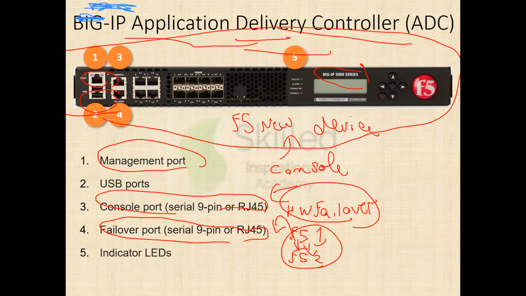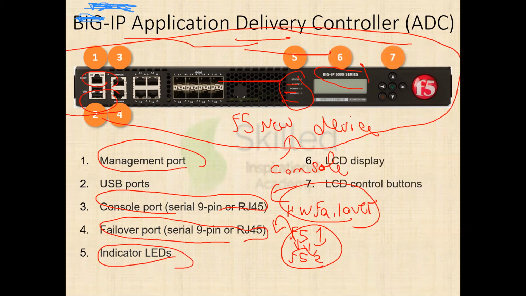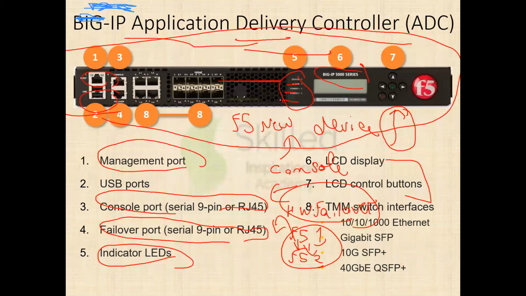After that, we have some LEDs, like the status, alarm, and power indicators, which will give you an idea if F5 is down or behaving unusually, and you can troubleshoot based on your indicator LEDs. Then we have an LCD display and LCD control buttons, which you can also use to configure your F5. Then we have your data interfaces, which are called TMM interfaces. They can be Ethernet ports. If you have installed SFP, then you can use a gigabit port also.